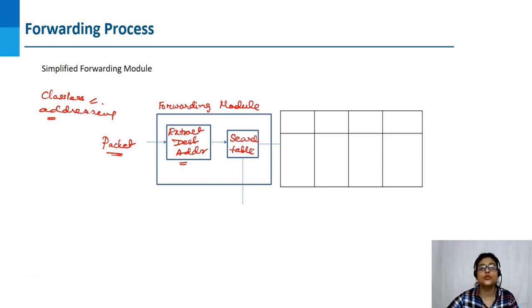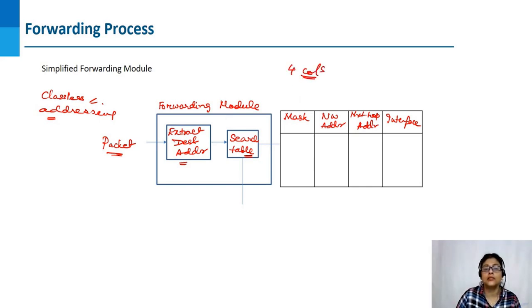So this has to go to a search table. Now, the search table must have at least 4 columns. These 4 columns are the mask. Mask is given as /n. We have learned about masking in a previous video when we learned about the network layer. Then comes the network address column. After that, the next hop address column, and the last column will be the interface column. Once we get the next hop address and the interface number, we have to send it to the ARP, or address resolution protocol.